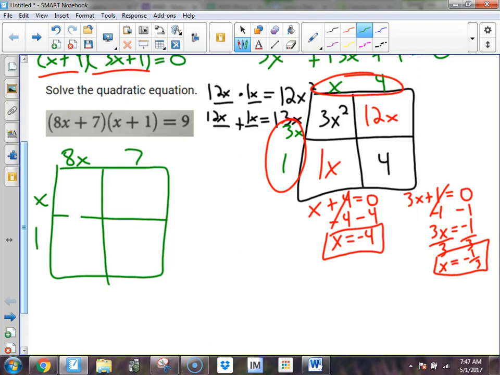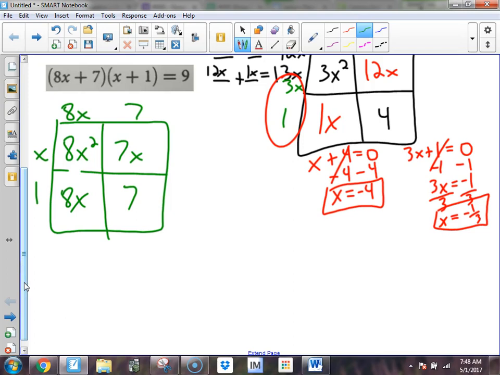X times 8x should be 8x squared. 7 times x, 7x. 8x times 1, 8x, and 7 times 1. Again, I'm just multiplying that left-hand side. And then we can move the 9 to become a part of it. Here we know that these are like terms. We can put them together. That's 8x squared, a 15x, and a 7. We have that equal to 9.